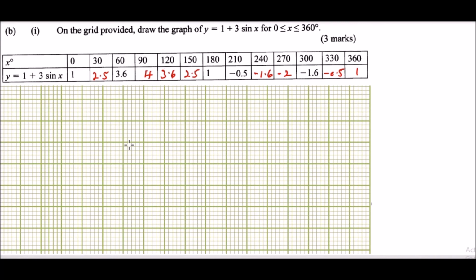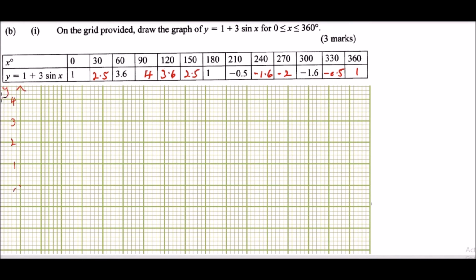I have already inserted the table that we are going to use to plot the graph, and I have a grid here. The highest value of y is 4, and the lowest is minus 2. So if I take that point, I can say 1, 2, 3, and 4. That will be my y-axis.